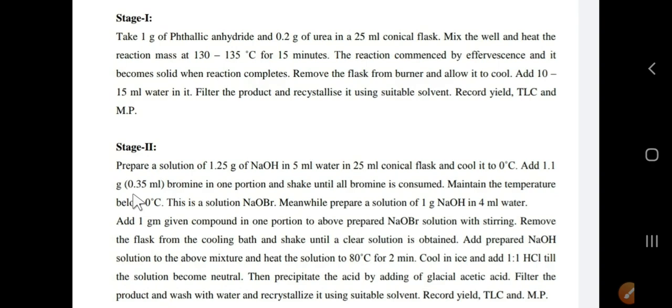Be careful because bromine is very hazardous and it has a very adverse effect on the mucous organs and respiratory system. So be careful while using bromine. You just take it in 0.35 ml, and in one lot you can add it to our NaOH mixture that we have prepared. So maintain the temperature at 0 degree, and it is an exothermic reaction. So this solution will now contain NaOBr.